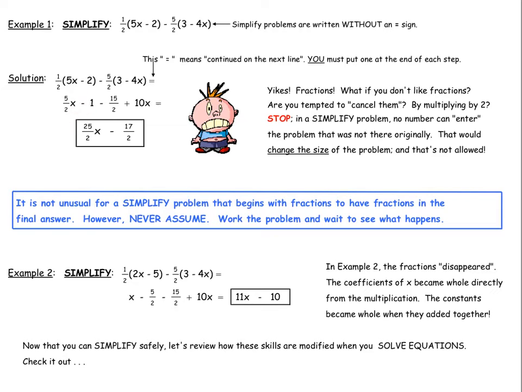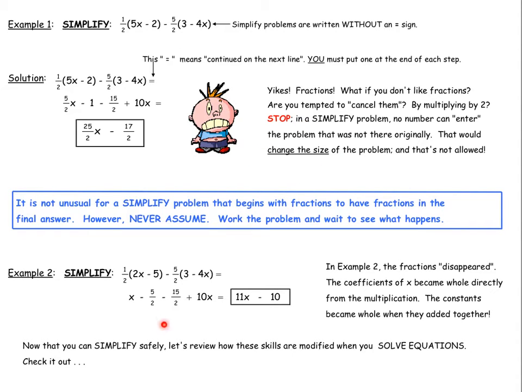And when I distribute the minus 5 halves times 4x, I end up with 10x, just the way I did before, but now I have a whole 10x over here and a whole 1x over here, which gives me a whole 11x. So sometimes fractions can disappear if the multiplication allows you to cancel the fractions as part of the problem and not as a number that you import in order to change the size of the problem.